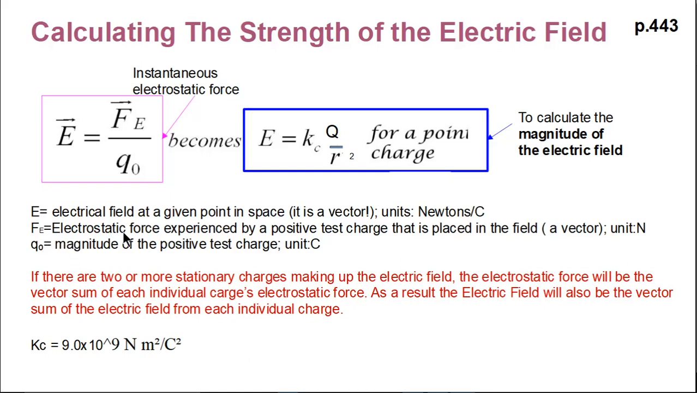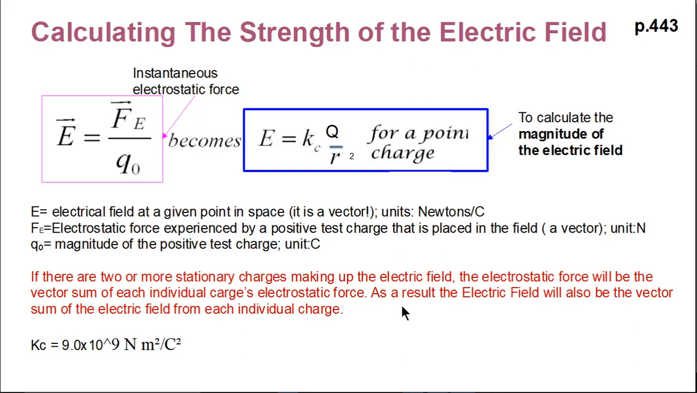So F of E is the electrostatic force experienced by a positive test charge. So it's all about that positive test charge. What would happen to that charge that's positive, okay, that is placed in the field? So you put it there in the field. What happens to it? It's a vector, and the units are the Newton. And this Q with a little 0, whatever you want to call it, is the initial, remember? It's the magnitude of the positive test charge, and the units are always in coulombs when you're talking about electric charge.